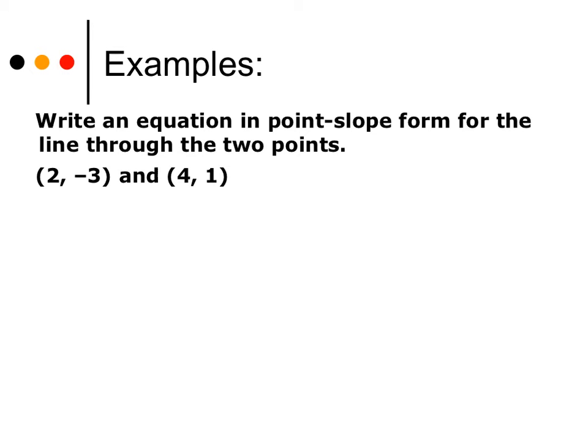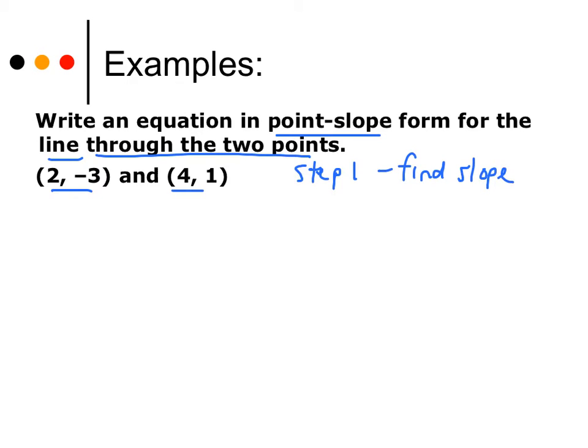Okay, there'll be many times when they don't give you the slope, so they'll give you an example like this, or a question like this. It says, write an equation in point-slope form for the line through the 2 points. So all they give you are 2 points. When they give you just 2 points, step 1 is find slope. If they didn't give you slope, you have to find slope. So step 1, find slope.